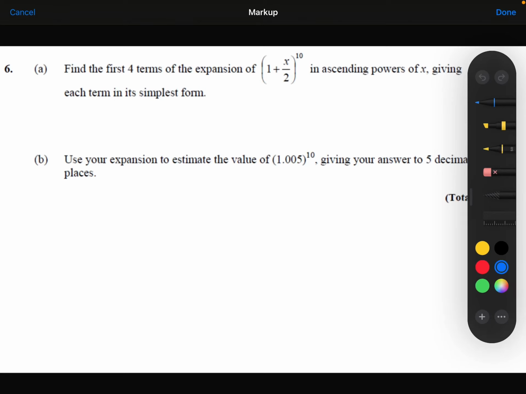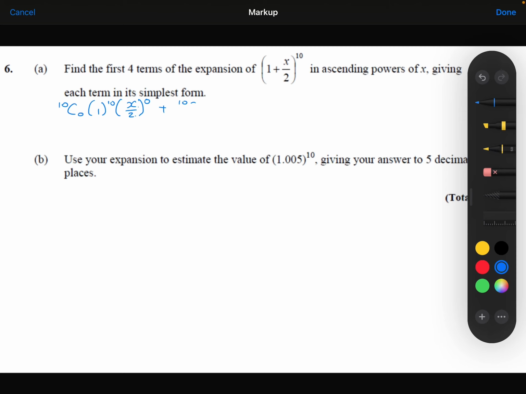Find the first four terms of the expansion of (1 + x/2) to the power 10 in ascending powers of x, giving each term in its simplest form. So we'll start off with 10c0, 1 to the power 10, (x/2) to the power 0. That's my first term.